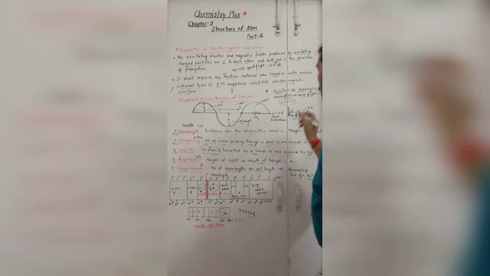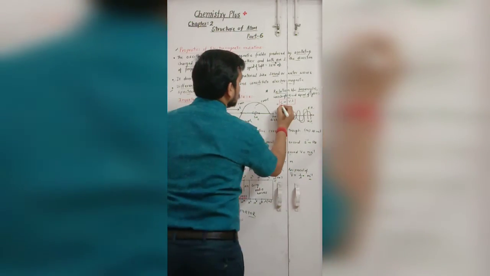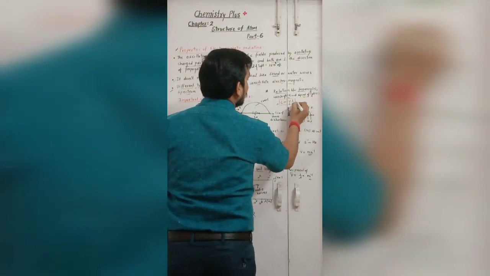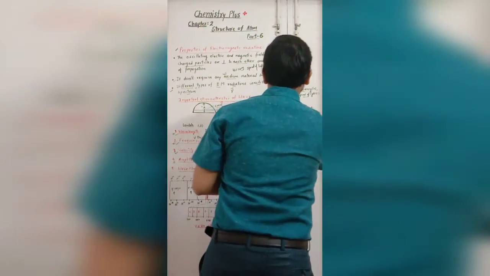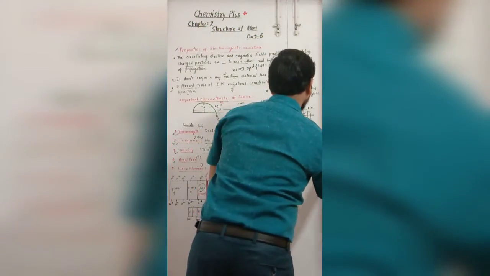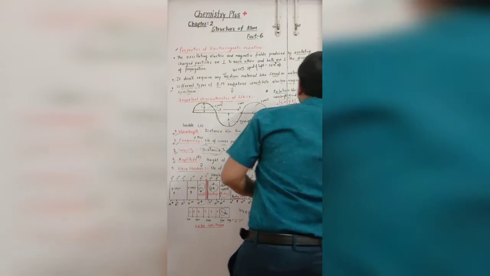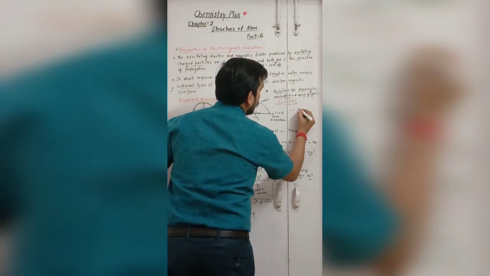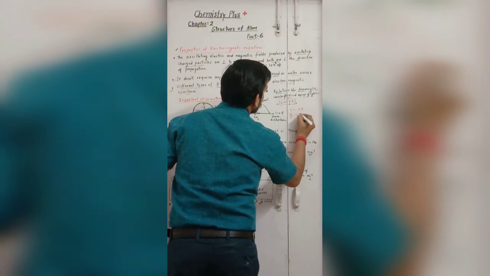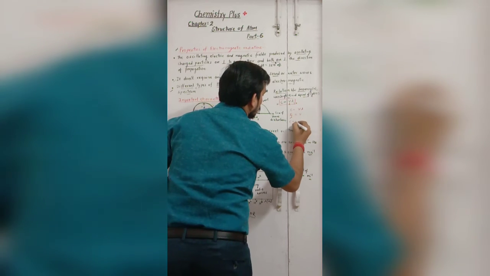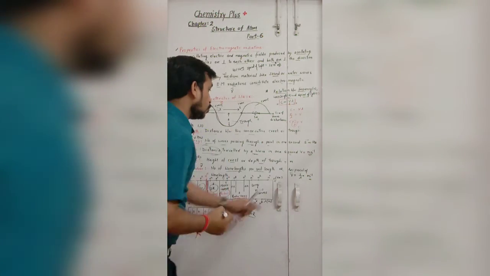Therefore, we come to know a relationship between the frequency, that is nu, wavelength, that is lambda, and the speed of light, that is c: c is equal to nu lambda. That is, c is the speed of light, nu is the frequency, and lambda is the wavelength. We can also change this relationship. So c is equal to nu lambda. If you take lambda to the other side, c by lambda is equal to nu, and so c into 1 by lambda is equal to nu.